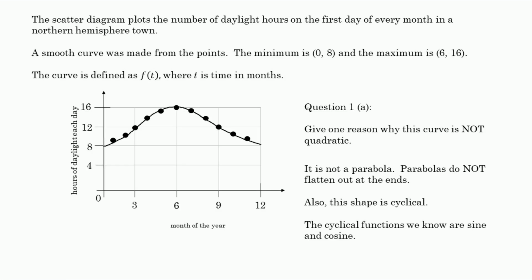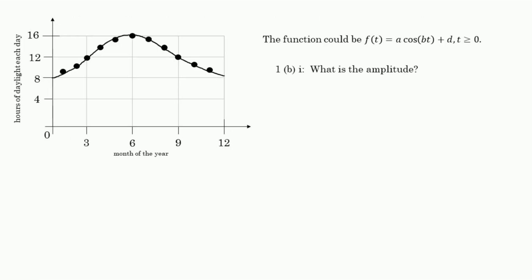There are a few reasons, but the first is that the shape is not a parabola, because parabolas do not flatten out. This graph is cyclic. It is a wave, like sine or cosine. The function could be a cosine function. It would be the amplitude, A, times cosine of bt plus d.